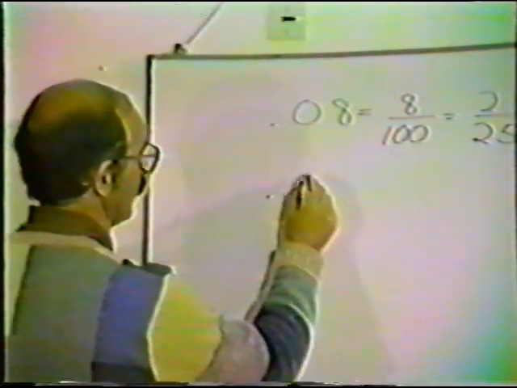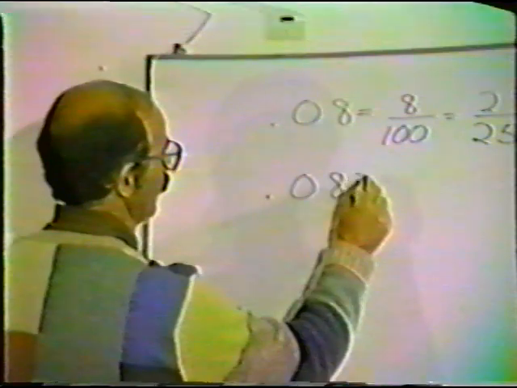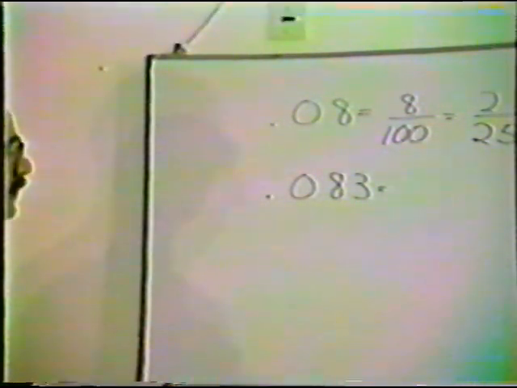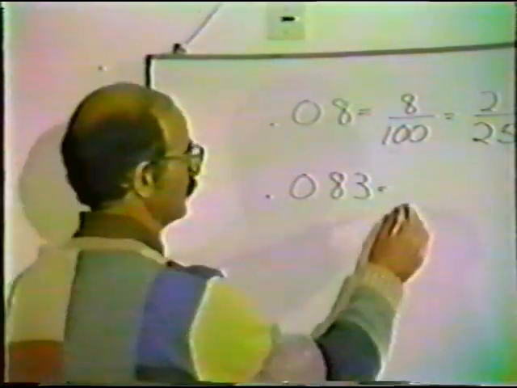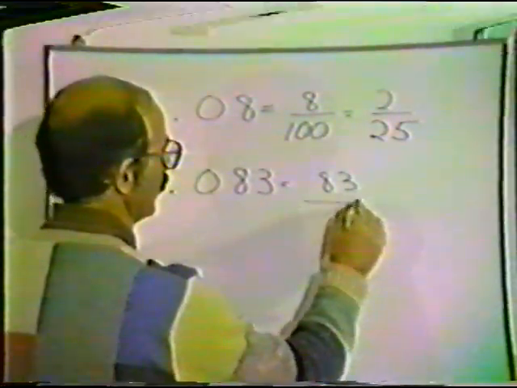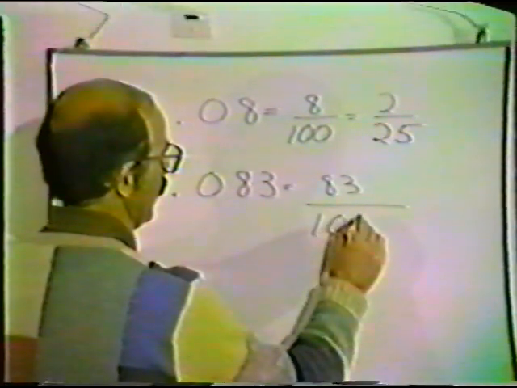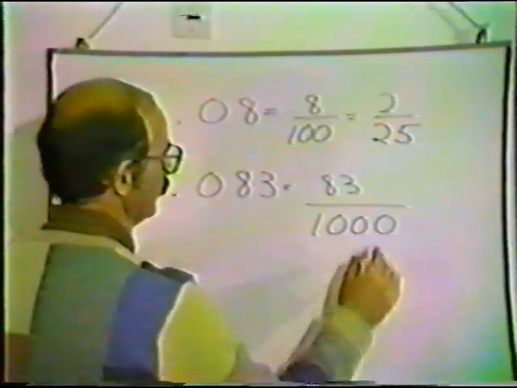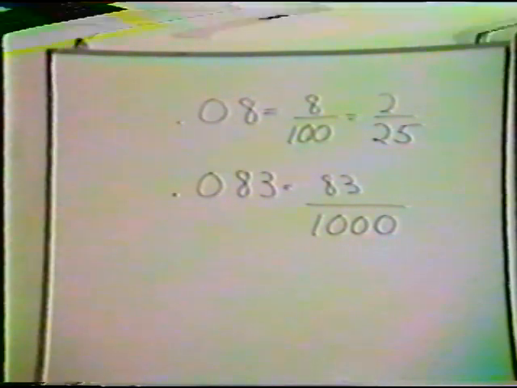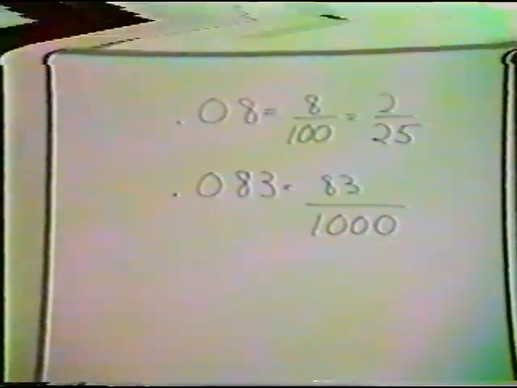Point 083. Read that. 83 thousandths. 83 thousandths. And I think we can see that that one is already in lowest terms.